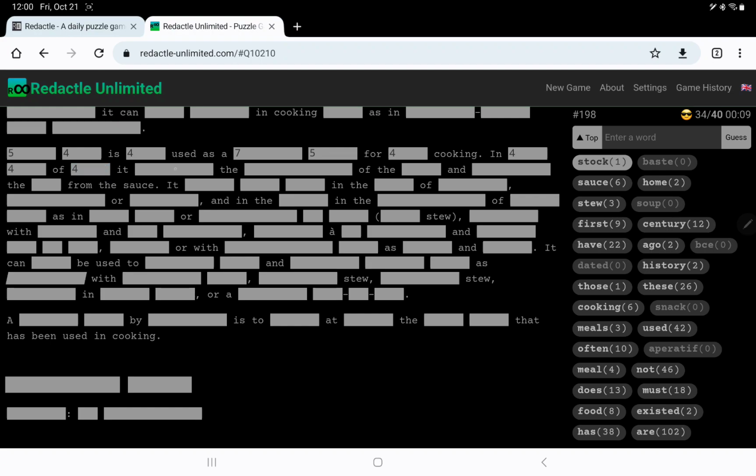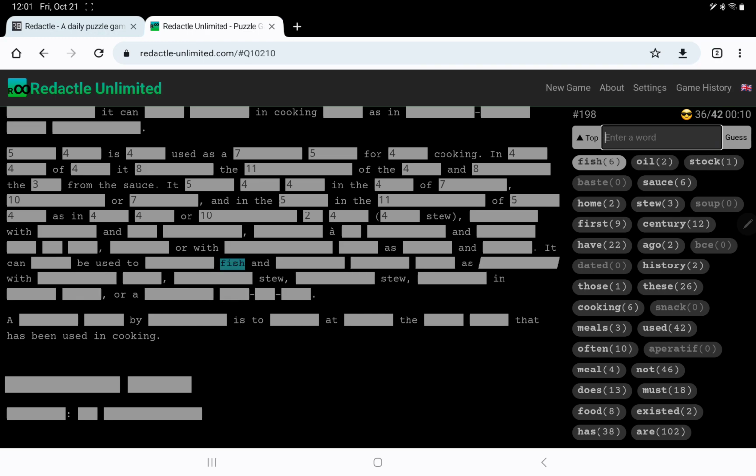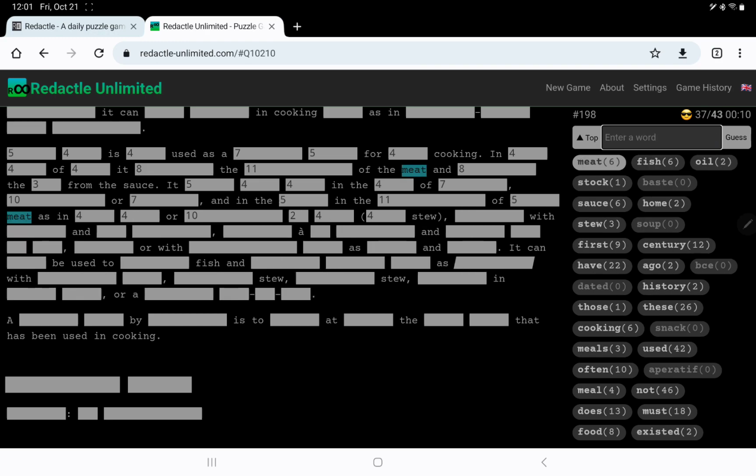In four-four of four, it ate the 11 of the four and ate the something from the sauce. The oil? No. What would be the something from the sauce? And then we have something stew. How about fish stew? Oh, I do have fish. How about meat? Yeah, but what's this something stew?